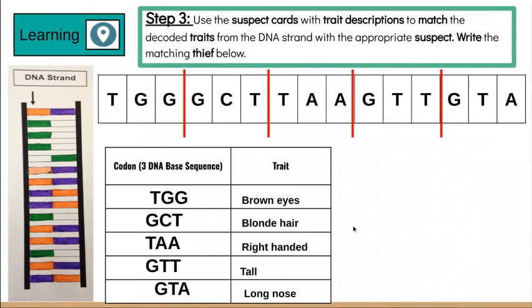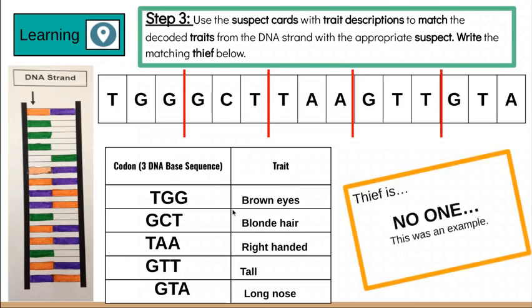So step 3 is using the suspect cards with the trait descriptions. I'm going to match my list of traits here to one of the people in that list, and then I'm going to write the matching thief into the slide. Now, this is actually an example, so it's no one, but what I'm referring to is these suspect cards here. So I would look for the traits that I just decoded on one of these cards, and that would represent one of the criminals in the case.